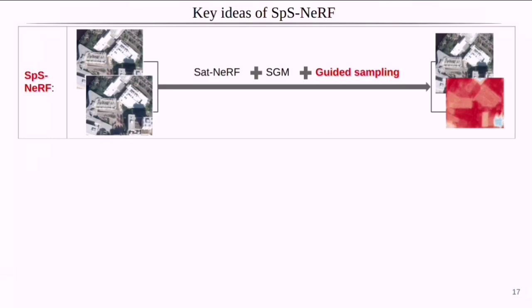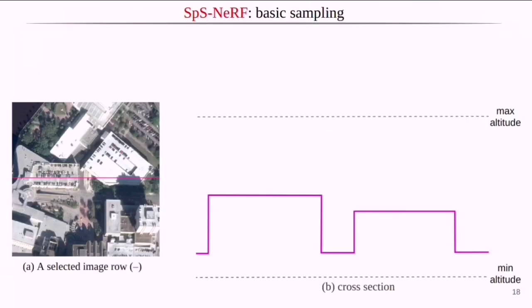Now I'll explain the guided sampling. Before guided sampling, I'd like to first explain the basic sampling for better understanding. Here on the left, I displayed a training image. We selected a pink row to explain the details. On the right, I displayed the cross-section of the pink row.